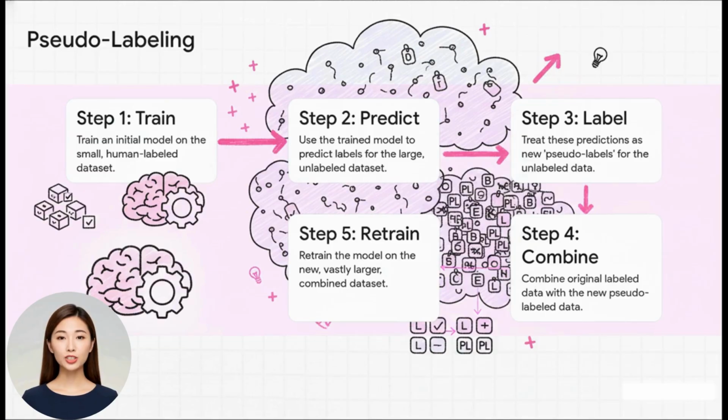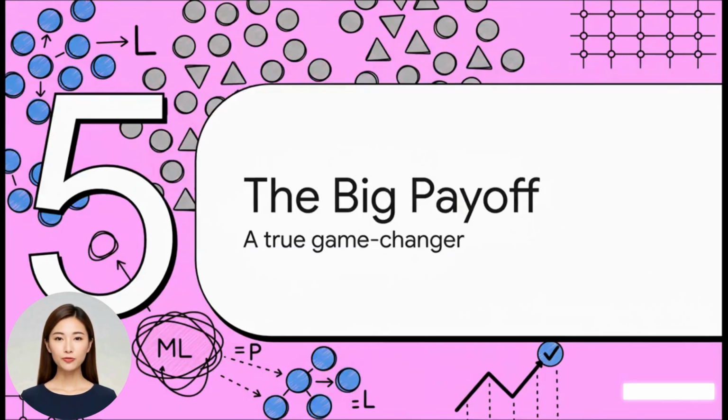You take those confident predictions and treat them like they're real labels. We call them pseudo-labels because they're not from a human, but they're our best guess. Step 4, you combine your original, trusted labeled data with this massive new set of pseudo-labeled data. And finally, step 5, you retrain the model on this brand new, much, much bigger data set. It's now learning from way more examples than it ever could have before. So that's the whole trick.